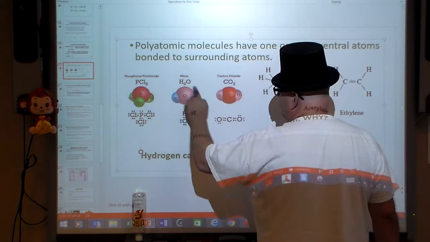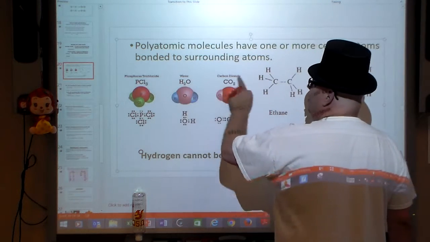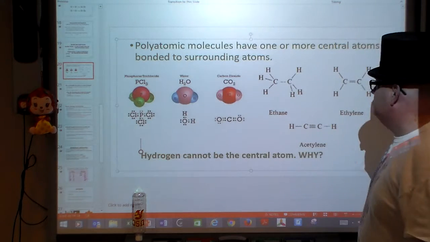And you can see Lewis dot structure-wise how we did it. Here's water. Everybody and their mom should know about the water. Everybody and their mom should know about CO2 at this point.